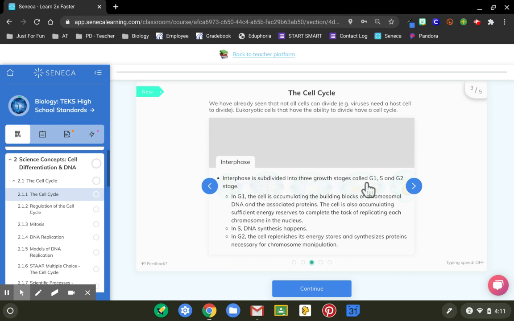It's subdivided into three growth stages called G1, S, and G2 stage or phase. So in the G1 phase, we have the cells accumulating the building blocks of chromosomal DNA and the associated proteins. It's also accumulating sufficient energy reserves to complete the task of replicating each chromosome in the nucleus. In the S phase, DNA synthesis happens. That's where DNA comes together and produces more DNA. And then you have G2 phase. It's where the cell replenishes its energy stores and synthesizes proteins necessary for chromosome manipulation.